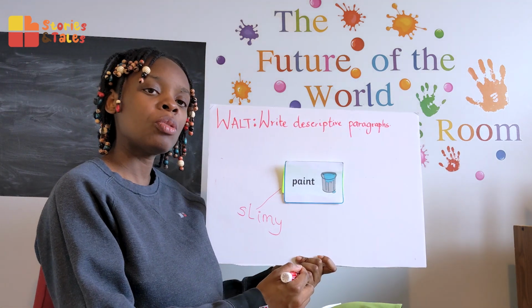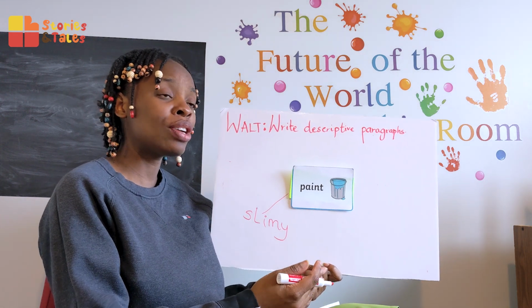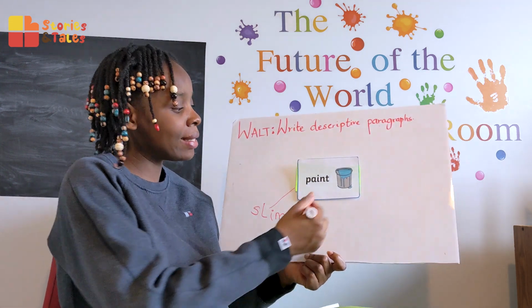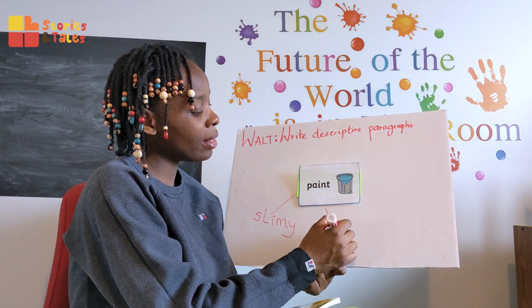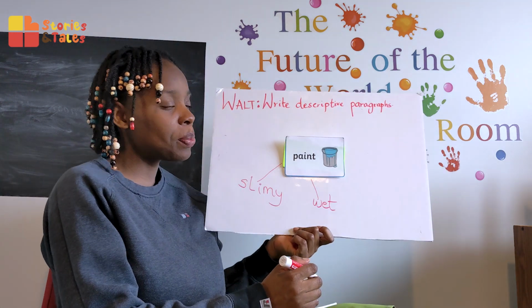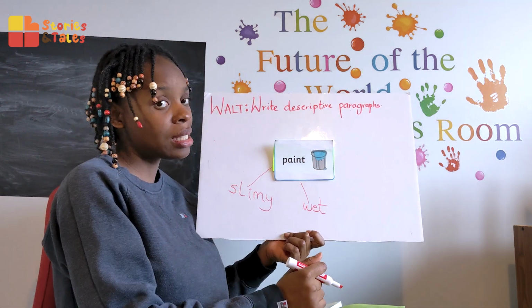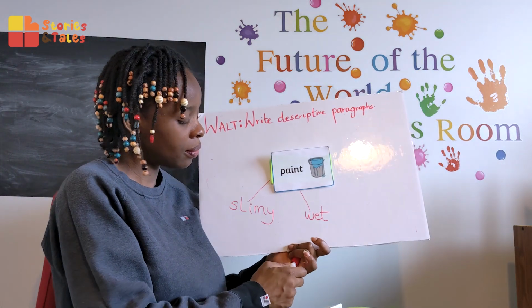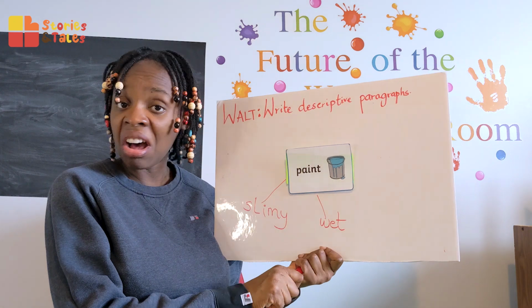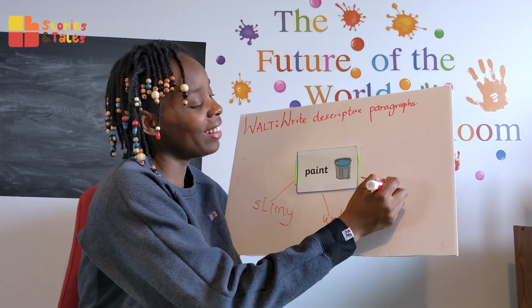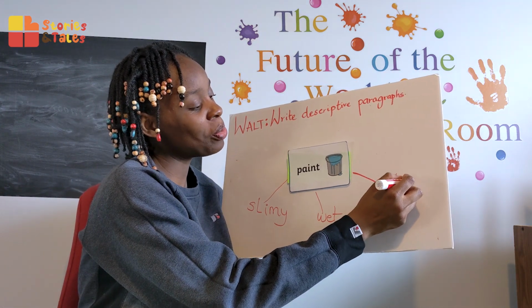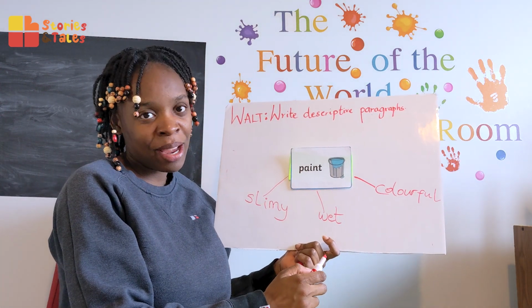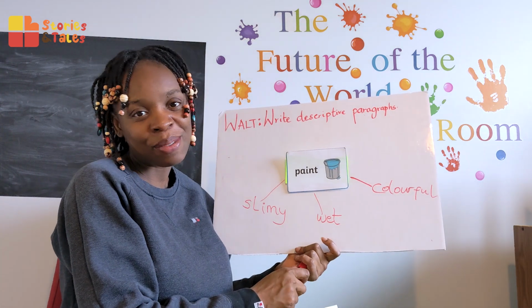Slimy. What other word comes to your mind when you think of paint? Remember, we're trying to describe paint. Wet. Yes. Paint is wet, especially when it's still in its buckets, just like that. What other word can you think of to describe paint? Colorful. That's a good one. That's so interesting. I just pretended that someone in my imaginary classroom answered my question. Welcome to my world, friends.